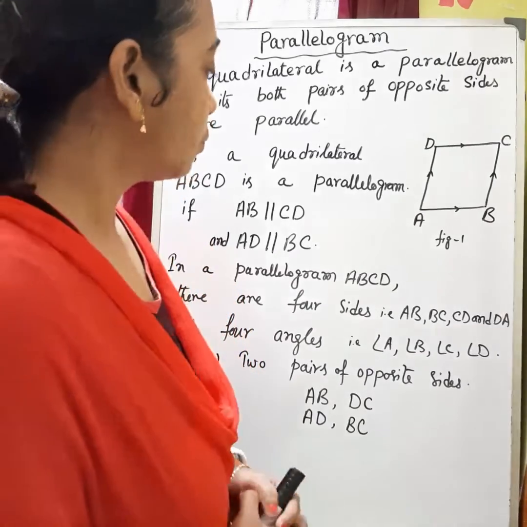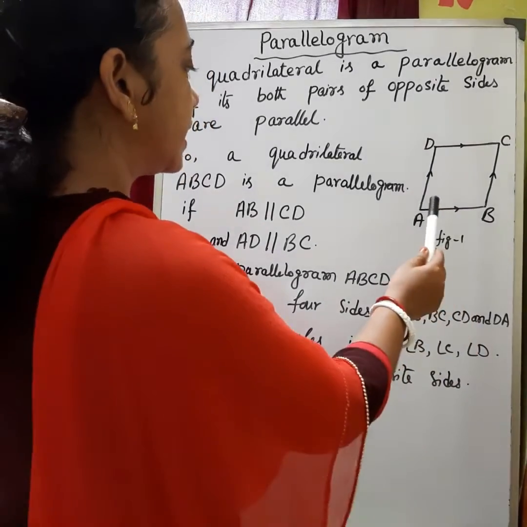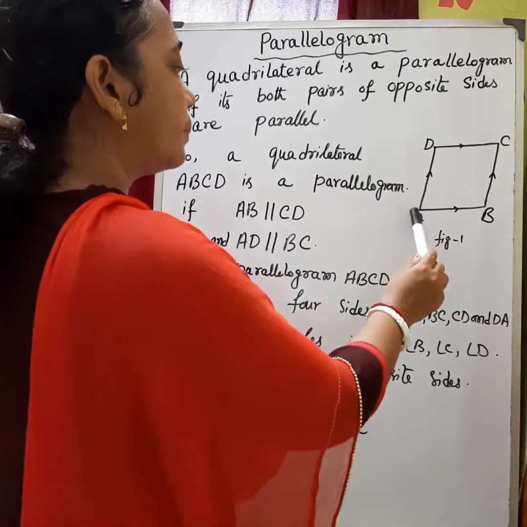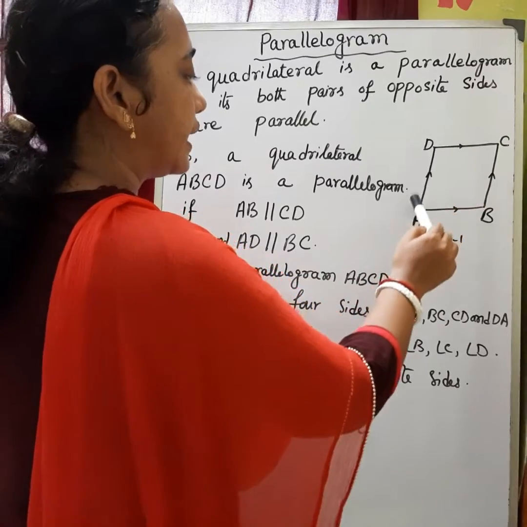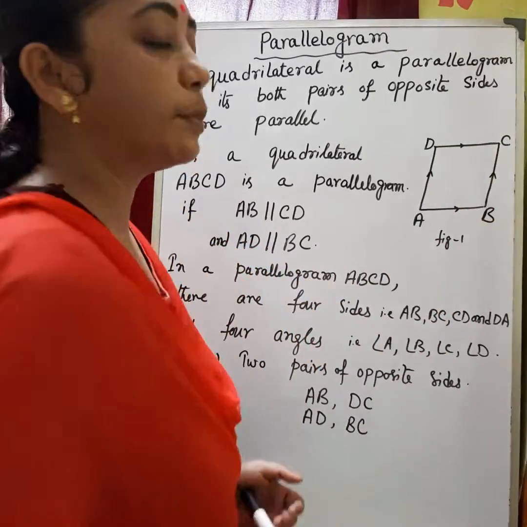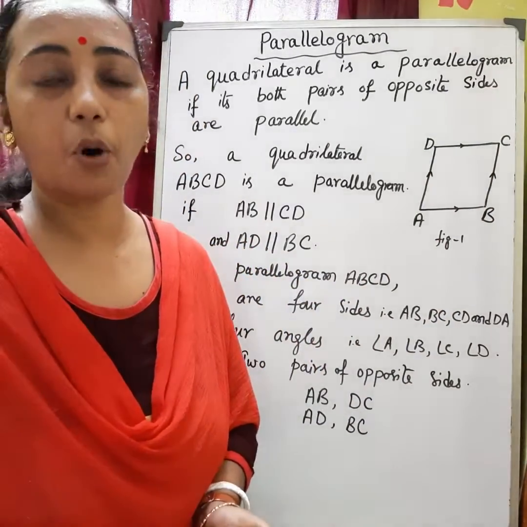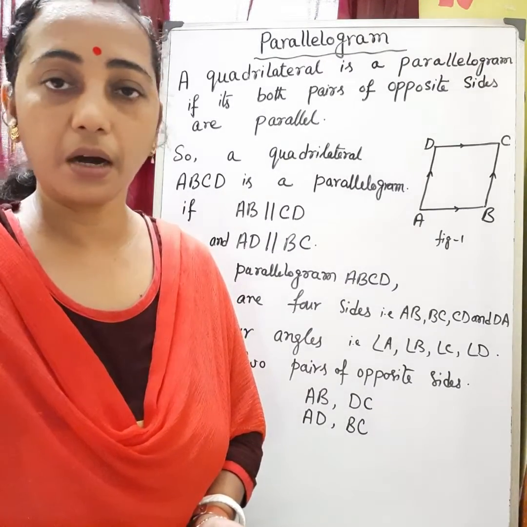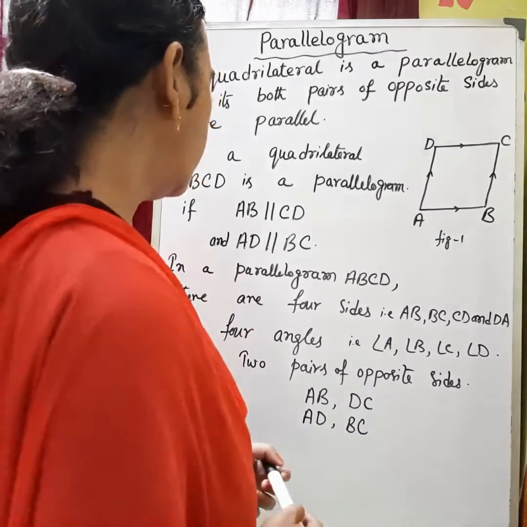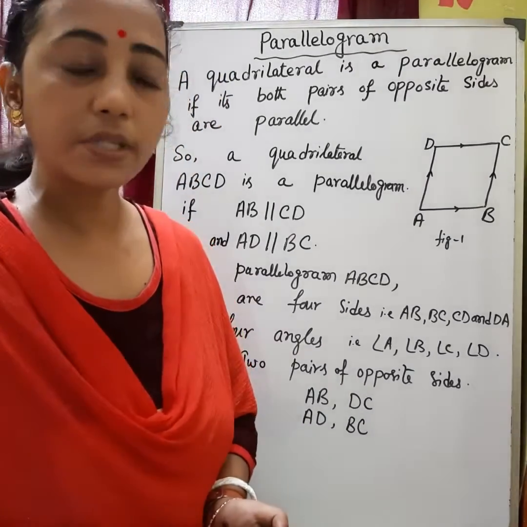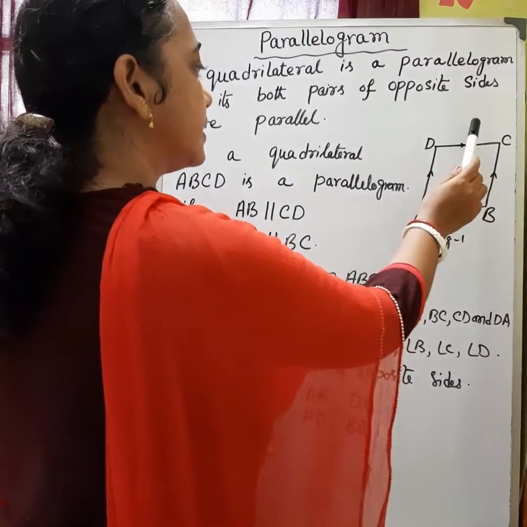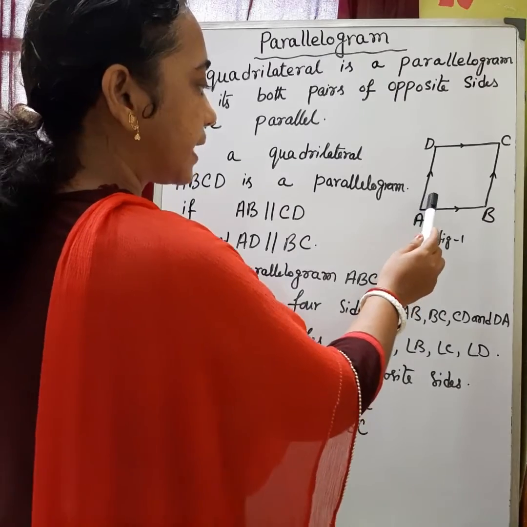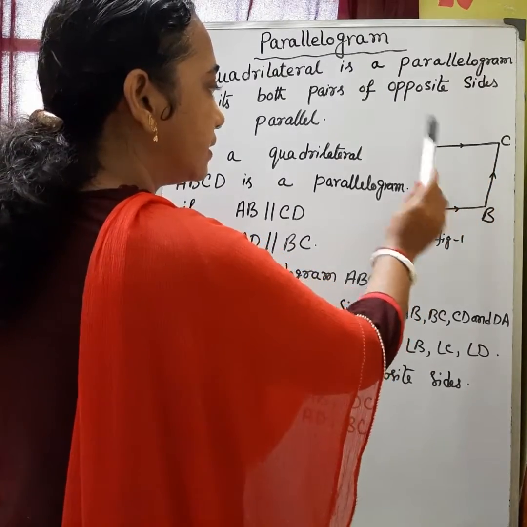In other words, we can say that a quadrilateral ABCD is a parallelogram if AB is parallel to CD and AD is parallel to BC. That means if both pairs of opposite sides are parallel, then the quadrilateral is said to be a parallelogram. Now, in a parallelogram, there are four sides, that is AB, BC, CD and DA, and four interior angles, that is angle A, B, C and D.